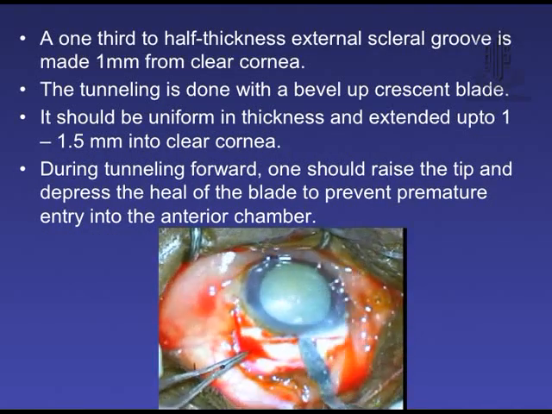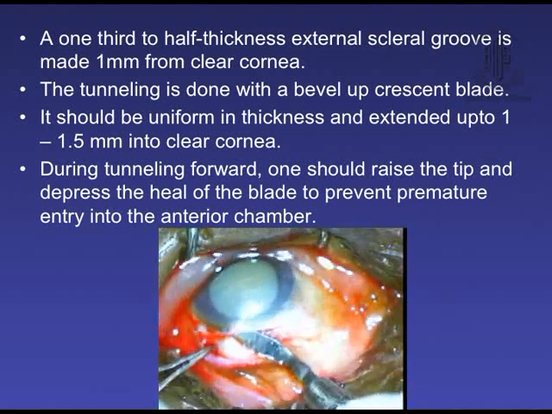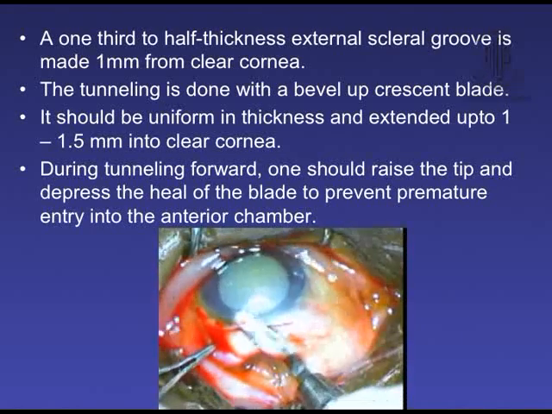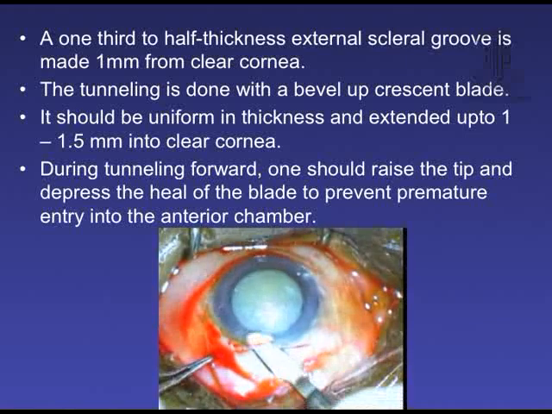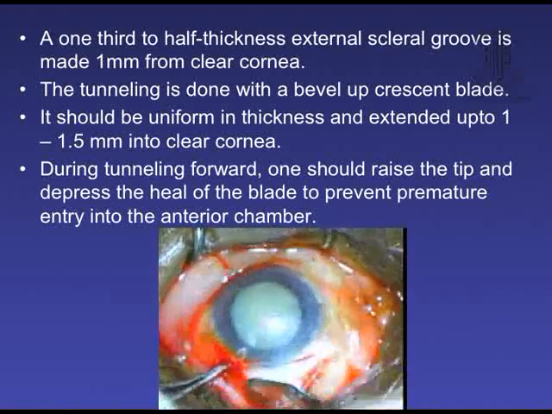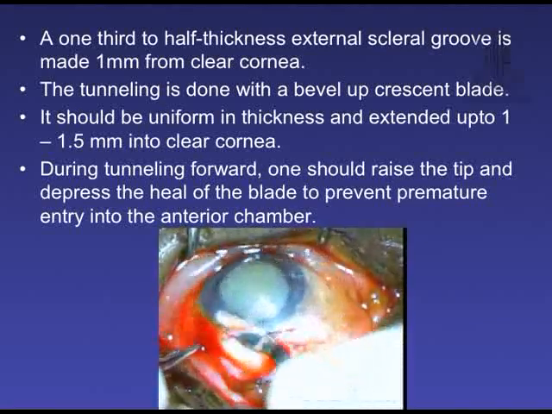This is a video showing a limbal tunnel construction. It is not a limbus parallel but it's a straight incision which is given near the limbus itself. A one-third to half thickness external scleral groove is made 1 millimeter from the clear cornea. Tunneling is done with the bevel up crescent blade. It should be uniform in thickness and extended up to 1 to 1.5 millimeters into the clear cornea.